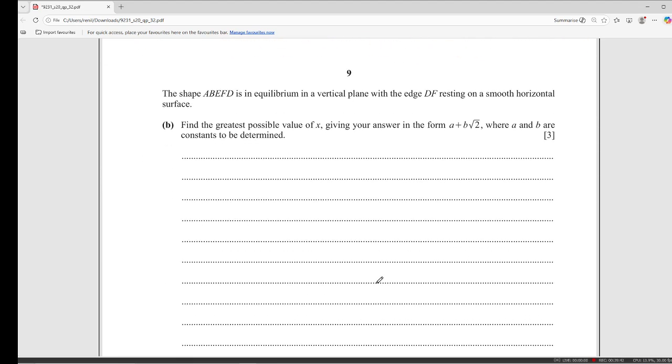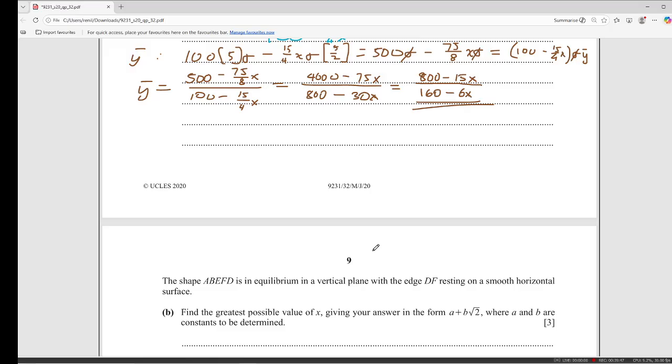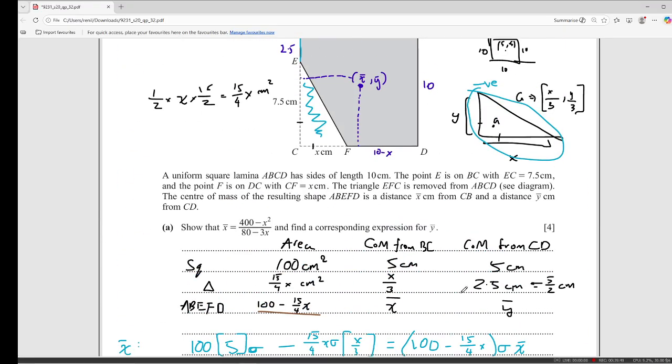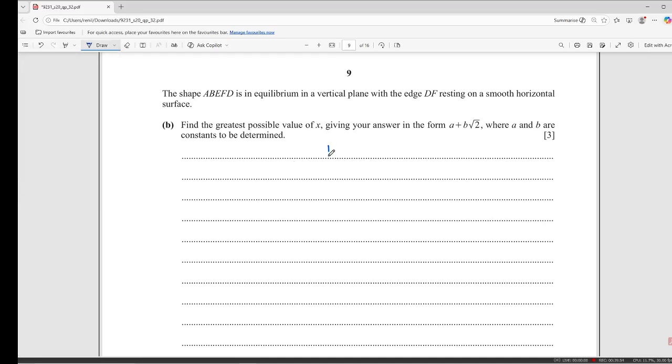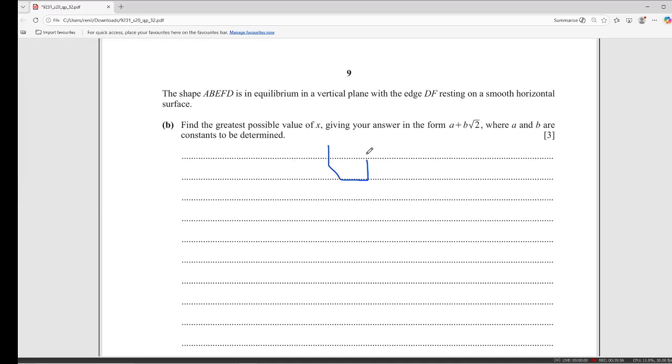Now what do we have here? Shape ABEFD is in equilibrium in a vertical plane with edge DF resting on a smooth horizontal surface. Oh, okay, so if I was to draw that, I will now use the blue ink. So if I was to draw that, it would look like this. This is F, and this is D. Okay, so it is resting like this. Find the greatest possible value of x and give it in the form a plus this. Oh yeah, and this is x.